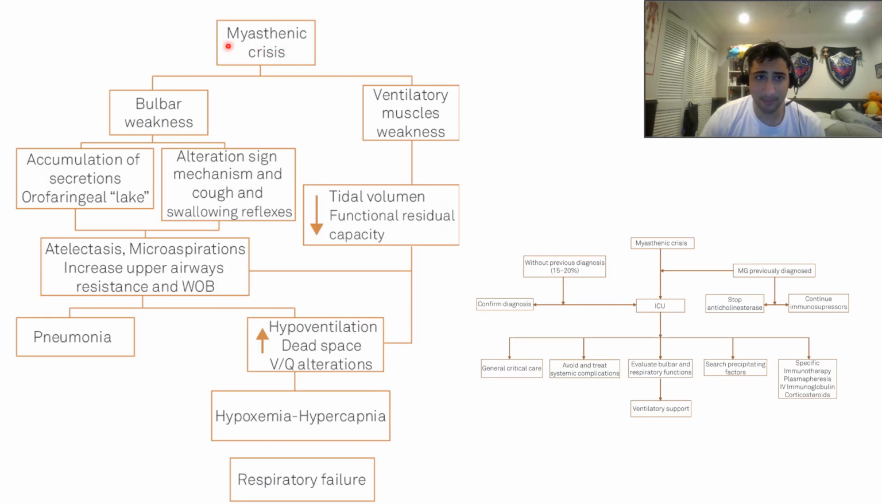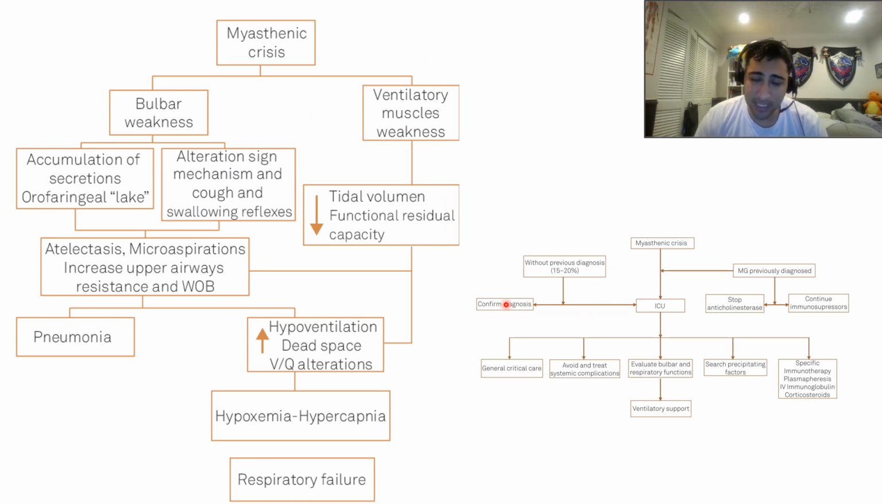So what you're most scared of is myasthenic crisis. What happens in myasthenic crisis is you get bulbar weakness and ventilatory muscle weakness. You get a bunch of problems that end up leading to pneumonia because of impairment of your cough and swallowing. You get extra secretions and collapse of the lung, which can be complicated by pneumonia. On the other side, the weakness of the lungs themselves decreases the residual capacity of the lung, which causes hypoventilation and increased dead space, ventilation-perfusion mismatch, hypoxemia, hypercapnia, and respiratory failure. I'll come back to this sequence in a bit.